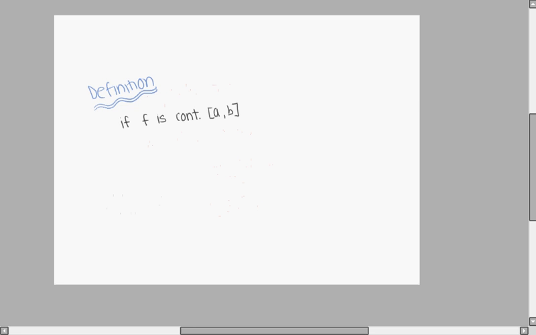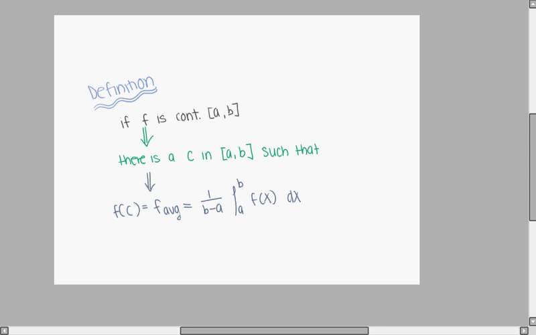So what is the definition? Well, the official definition is, if f is continuous from a to b, there is a c in a to b such that f of c equals f average equals 1 over b minus a integral a to b f of x dx.